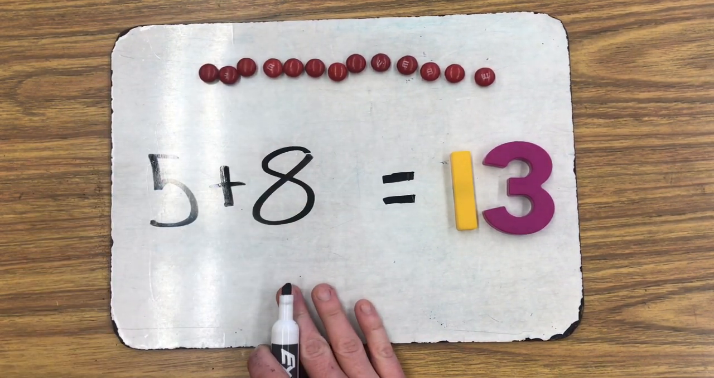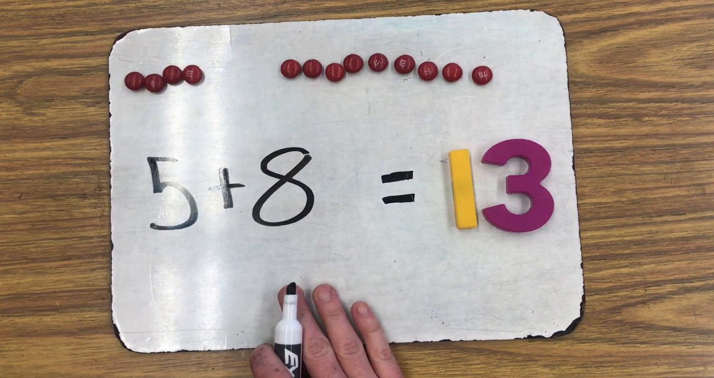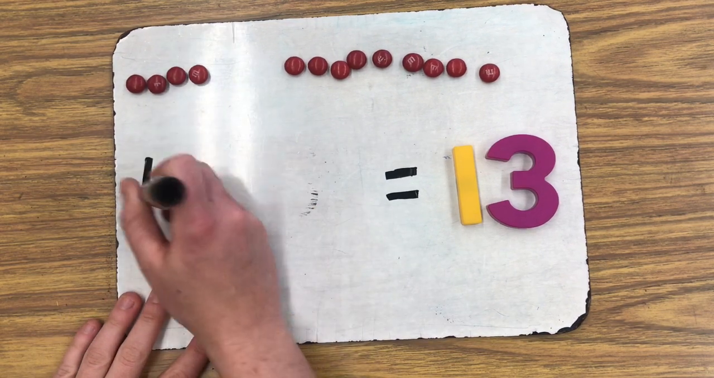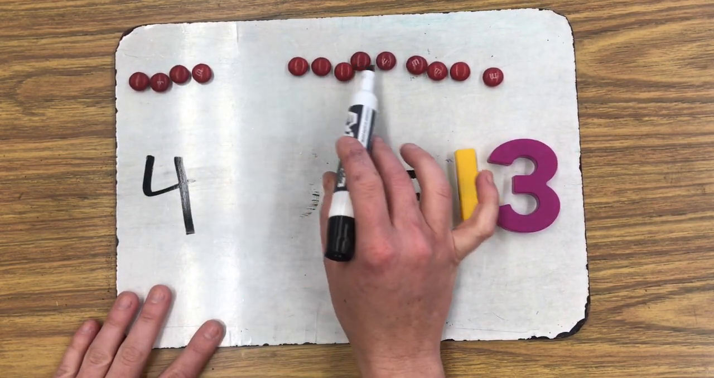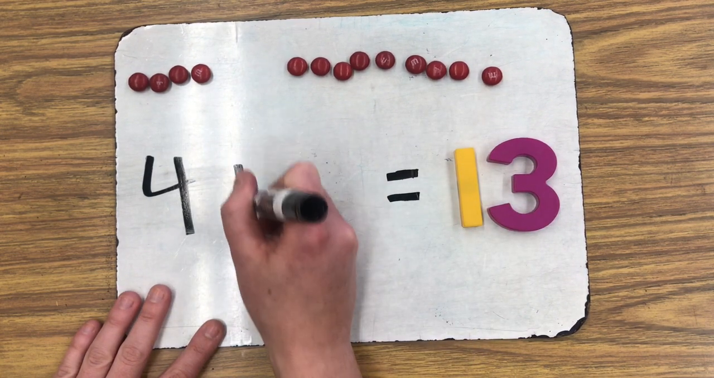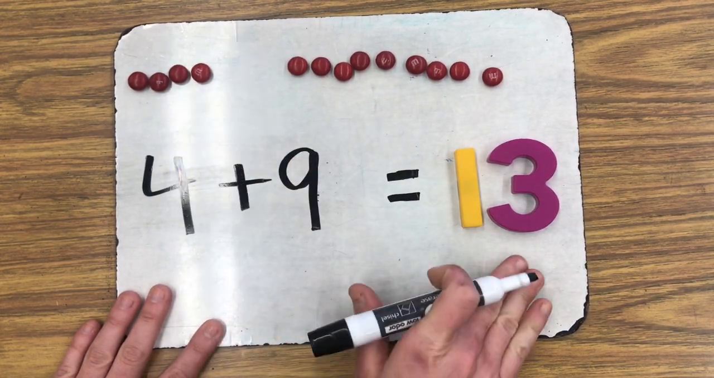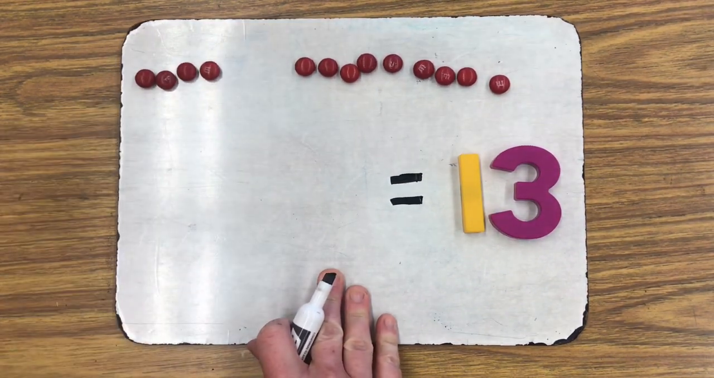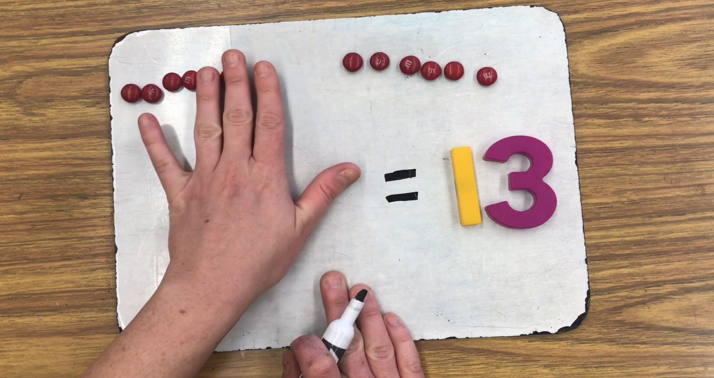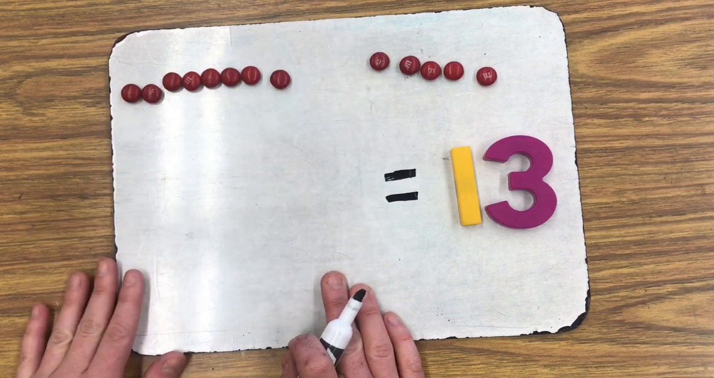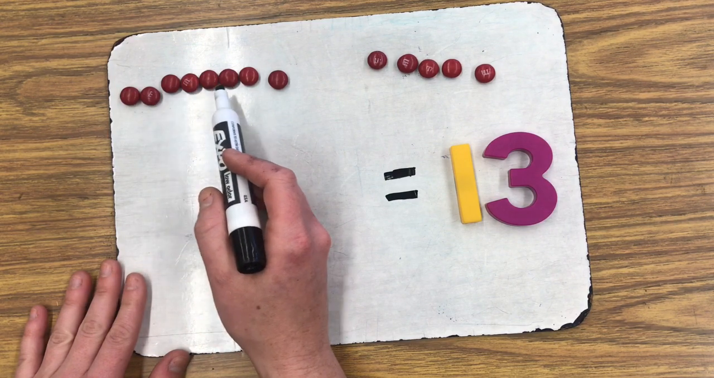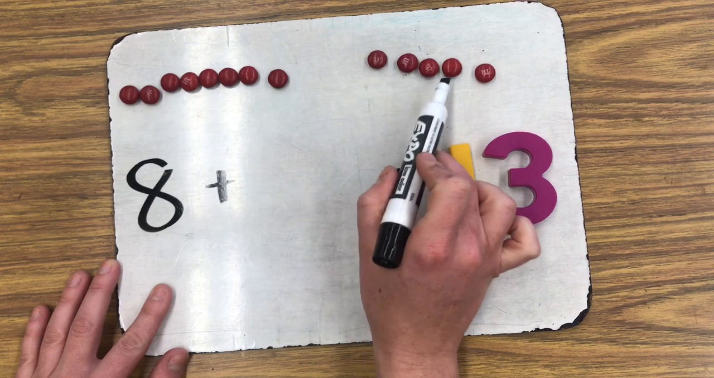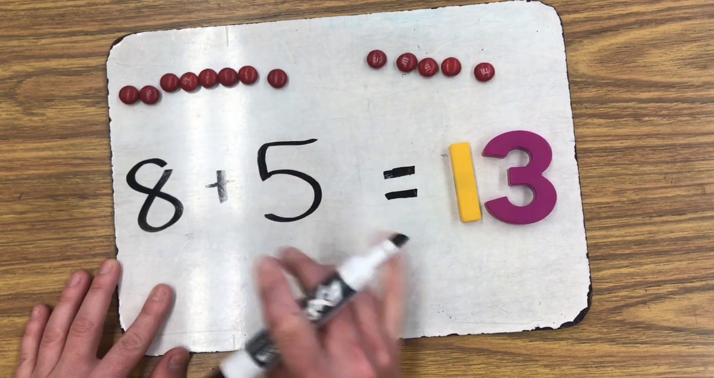What if we do 4? Let's move 4 over. Let's erase this. 1, 2, 3, 4 M&Ms, plus 1, 2, 3, 4, 5, 6, 7, 8, 9 M&Ms equals 13 as our whole number. Let's try, let's see, let's move all of these over here. Let's see how many that we have. 1, 2, 3, 4, 5, 6, 7, 8 M&Ms plus 1, 2, 3, 4, 5 M&Ms equals 13.